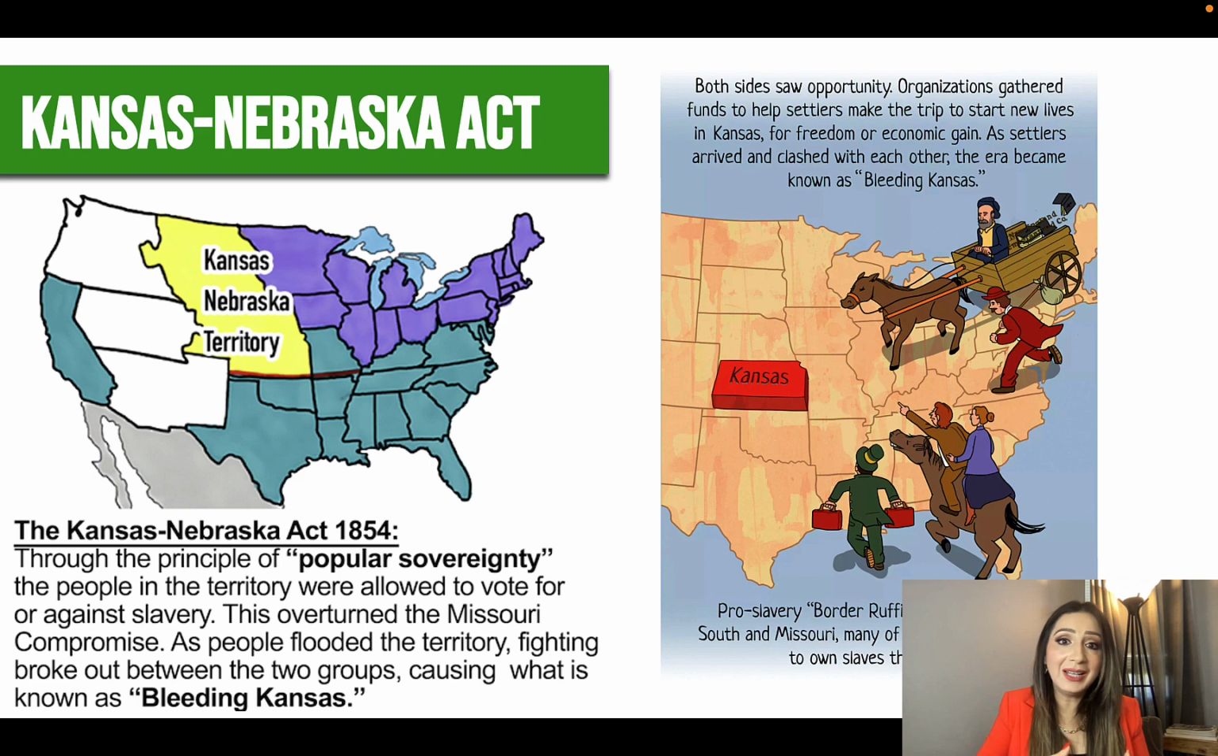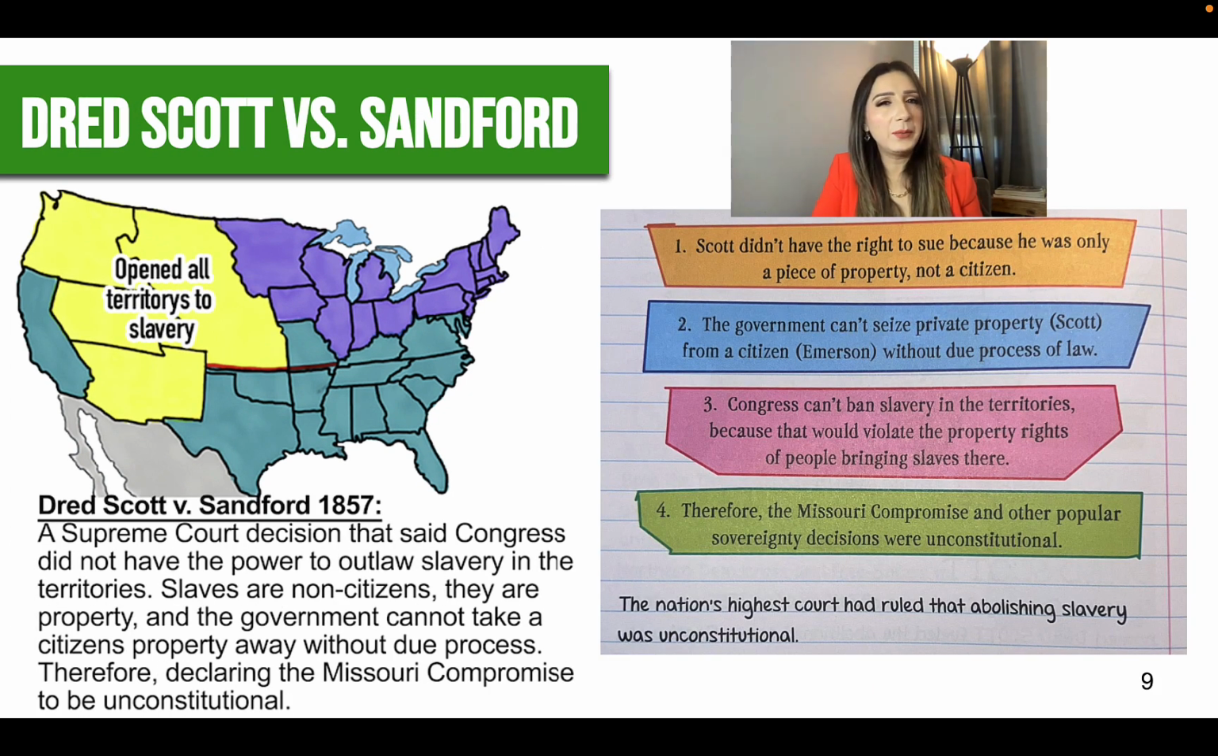And there was violence and death. And so this became known as Bleeding Kansas. So violence broke out in this territory. Let's move on to a landmark Supreme Court case that also dealt with slavery in the Western territories. Dred Scott versus Sanford, 1857.